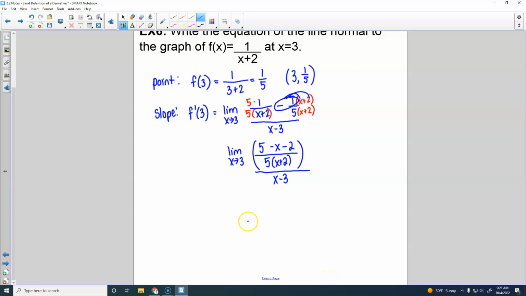Okay, we are going to simplify, and I'm going to put this over 1, and we are going to do the flip and multiply just so I don't have to do quite as much here. So I've got the limit as x approaches 3 of 3 minus x over 5 times x plus 2 times, I'm sorry, I didn't flip, did I? 1 over x minus 3.